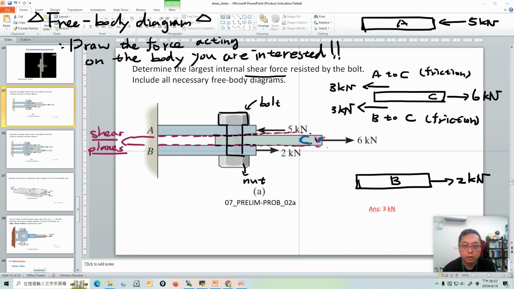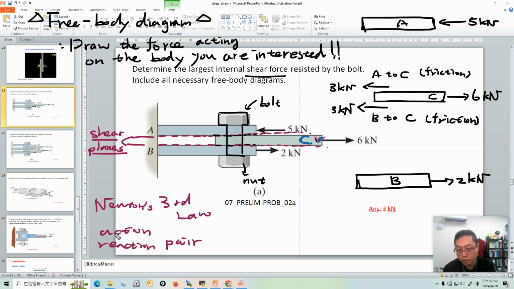So let's talk about the free body diagram on A and B. There's another concept you know but never use, called Newton's third law: the action-reaction pair. Action and reaction act on different bodies.